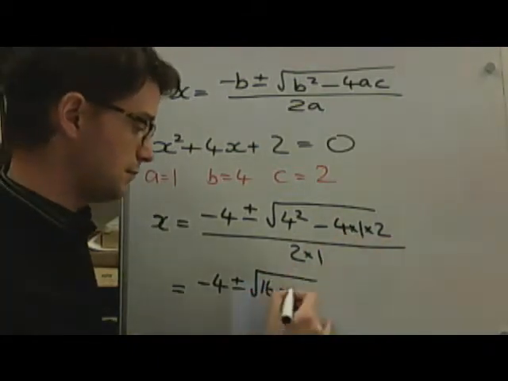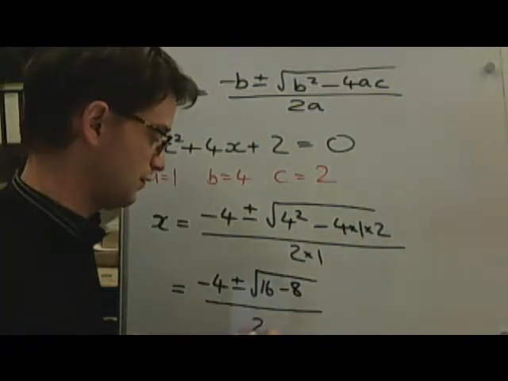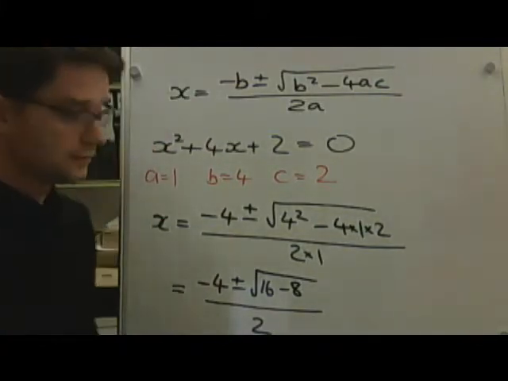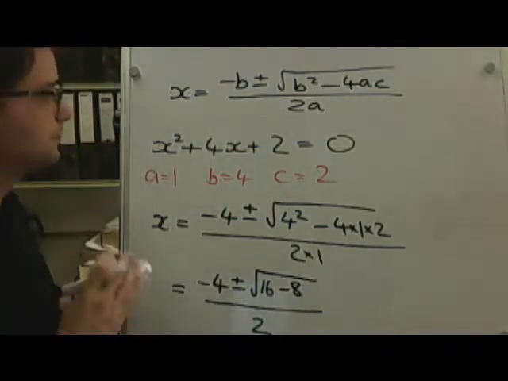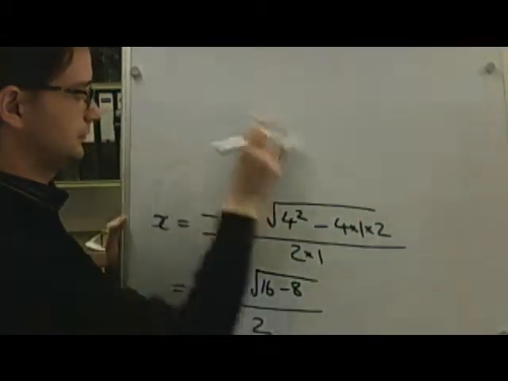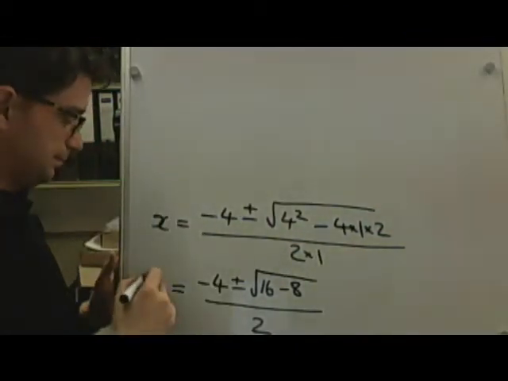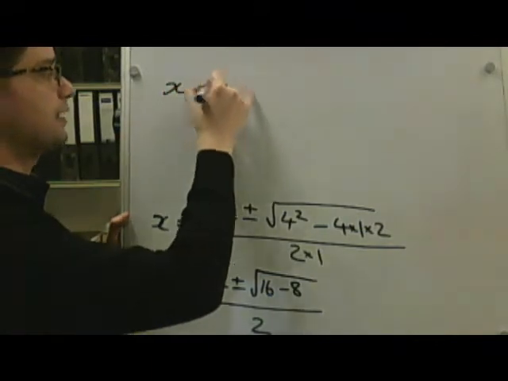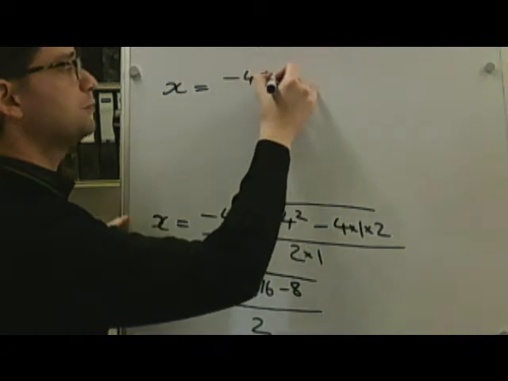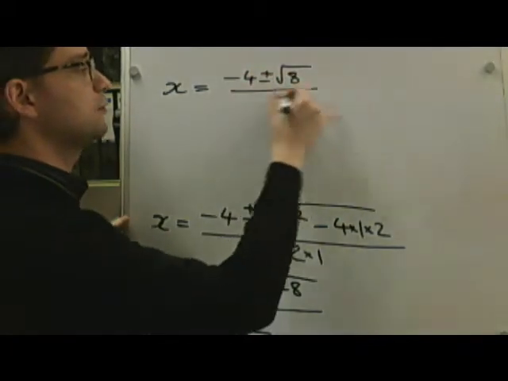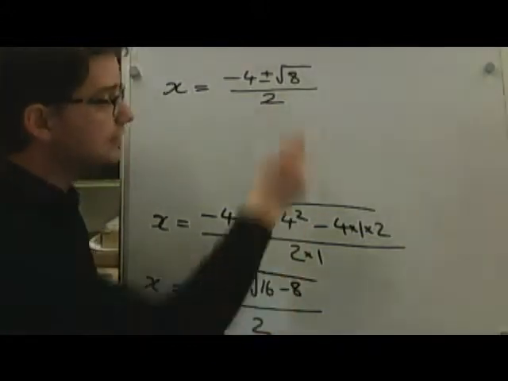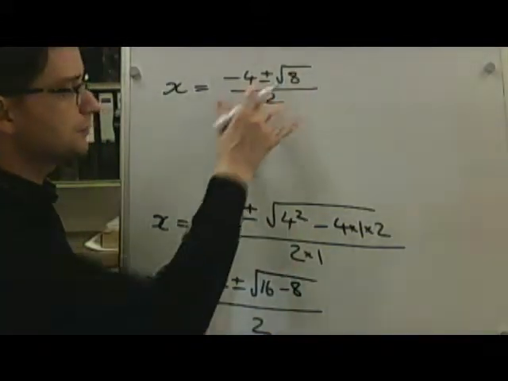16 minus 8 all over 2. If you're copying this out, keep copying going straight down. I'll jump back to the top. So I've now got x equals minus 4 plus or minus the square root of 8 all over 2. So that's just taking this, and 16 minus 8 is 8.